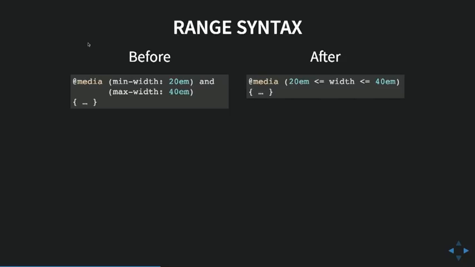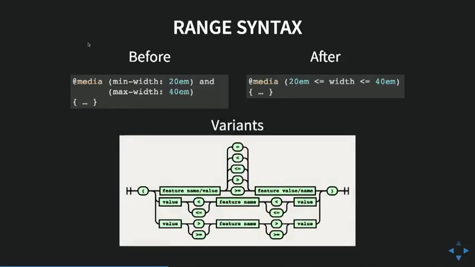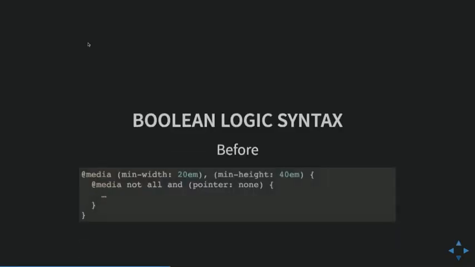So the spec says you can now write things in a much more intuitive way. And there's a whole bunch more variations. If you want to do lesser than, greater than, lesser or equal, swap them around and all of these variations. Media Queries Level 4 gives you all of that, which should make things a whole lot more readable.